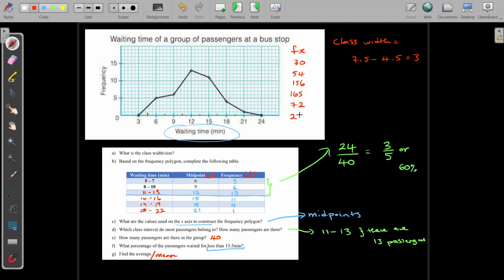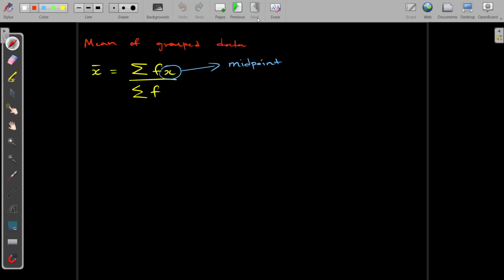72 and 21. So these are all your fx values, so we need to add them up. So that's 84, 184, 190, 240, 340, 405, 475, 477, 78, 98. So that's 498.